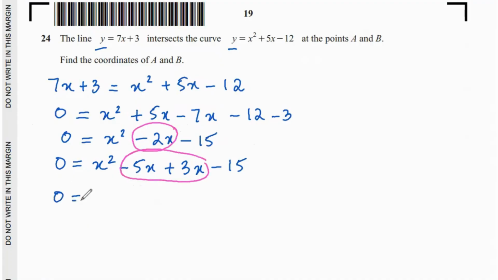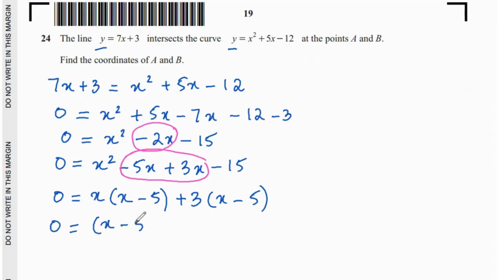So now we factor by grouping. The first two terms make one group. The last two terms make another group. In the first group, we have x common, so x minus 5 comes in the bracket. In the last group, we have 3 common, so again, x minus 5 comes in the bracket. Between x and 3, x minus 5 is common, so x plus 3 comes in the second bracket. x equals 5. x equals negative 3.